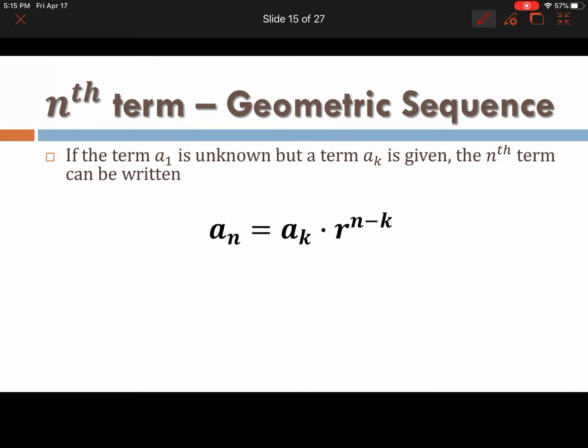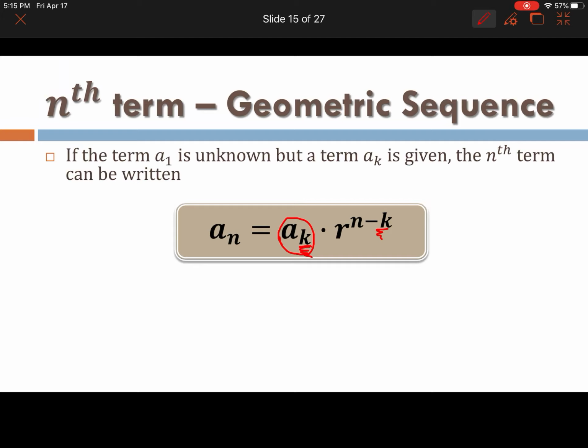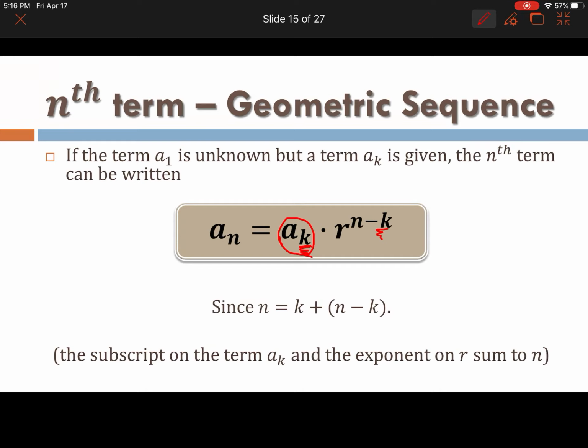So we sometimes don't know the first term. And so just like we did with the arithmetic sequence, we can write this equation for a sub n using some other term, right? So we can pick whatever term we want. Whichever term it is, that's our k, and we can put that into this equation, just like we did before with the arithmetic, right? So this is a helpful equation that you might want to have written down.